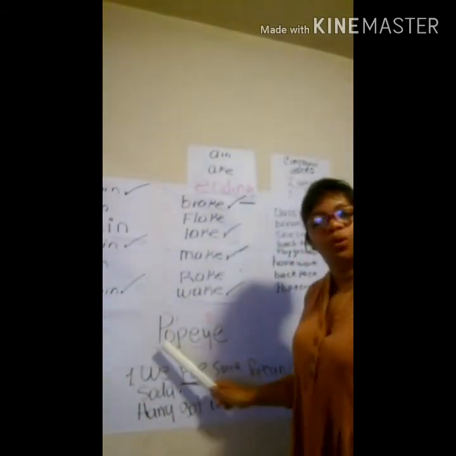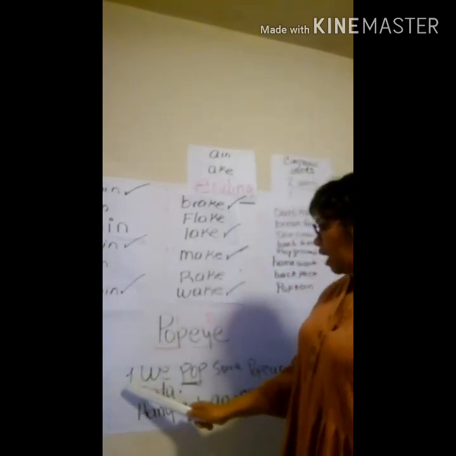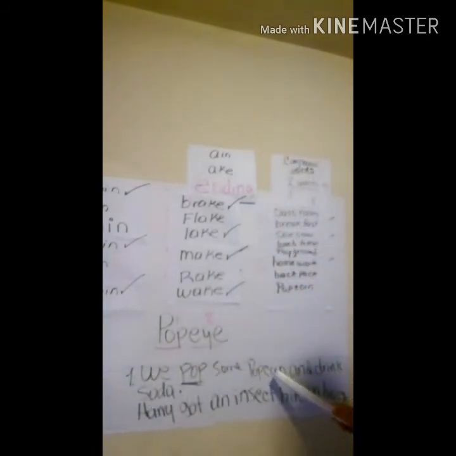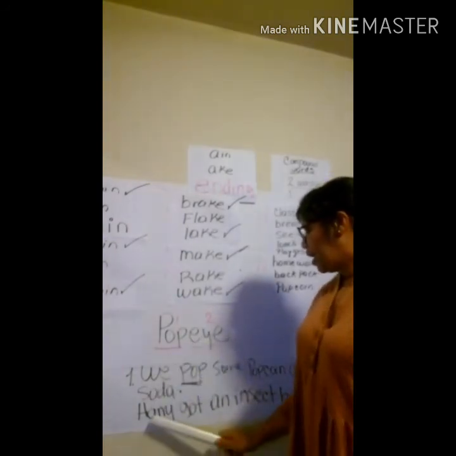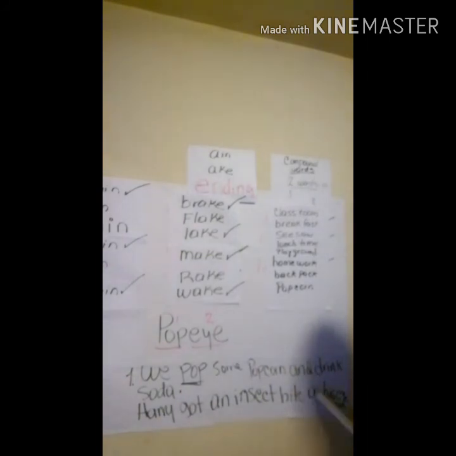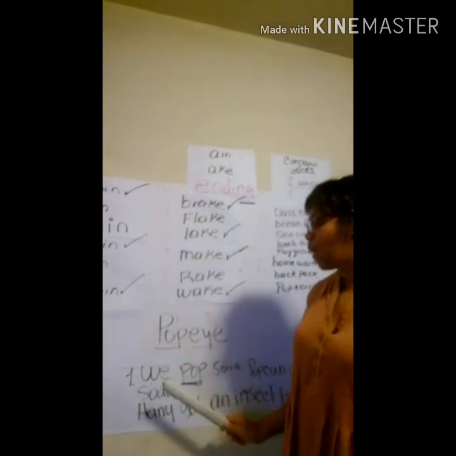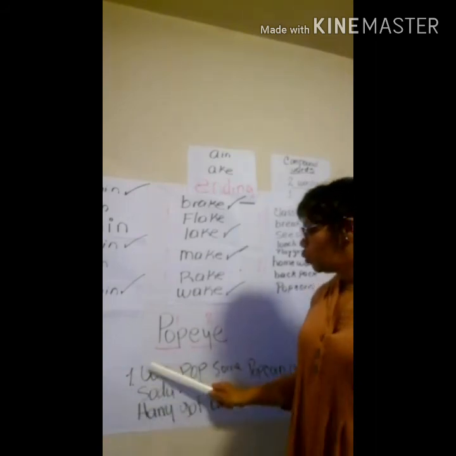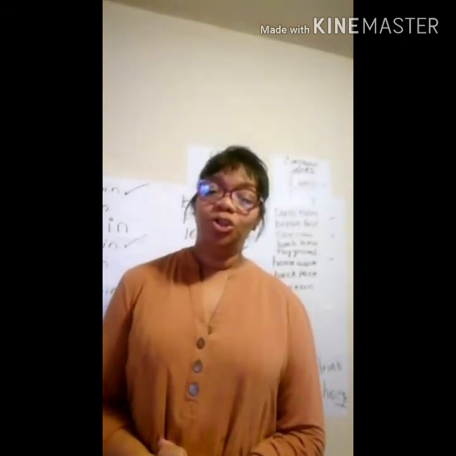So what you're going to do with this? You're going to write a sentence using only pop. Example, we pop some popcorn and drink soda. And with the other one, with I, Harry got an insect bite on his eye. So out of these compound words, you're going to write down on your own 2 different sentences. You have it now?